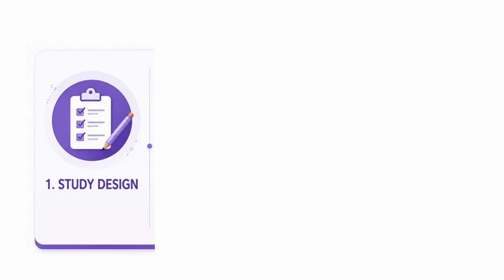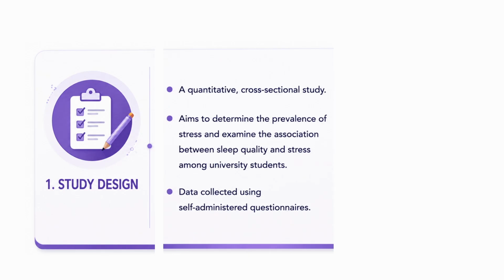The first component under the methodology section is study design. You have to mention what the study design is. The example in this video is a study to estimate the prevalence of stress and evaluate the association between sleep quality and stress among university students. So it will be a cross-sectional study. Data will be collected at a single point in time using a self-administered questionnaire.